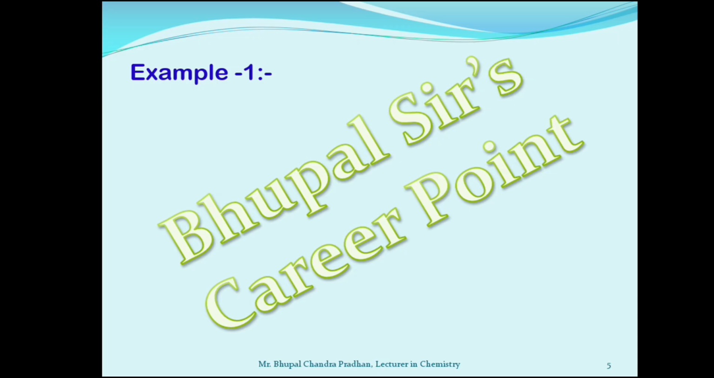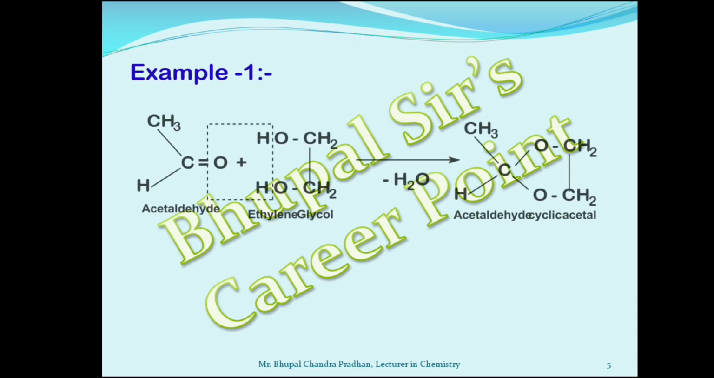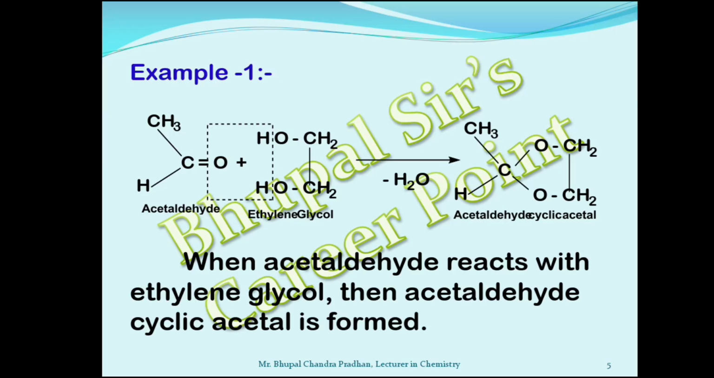Let's come to an example. For aldehyde, let us take acetaldehyde, which reacts with ethylene glycol. The H of the OH groups of ethylene glycol and the oxygen of the carbonyl group of acetaldehyde eliminate a water molecule, and then we get acetaldehyde cyclic acetal. Come to the description. When acetaldehyde reacts with ethylene glycol, then acetaldehyde cyclic acetal is formed.